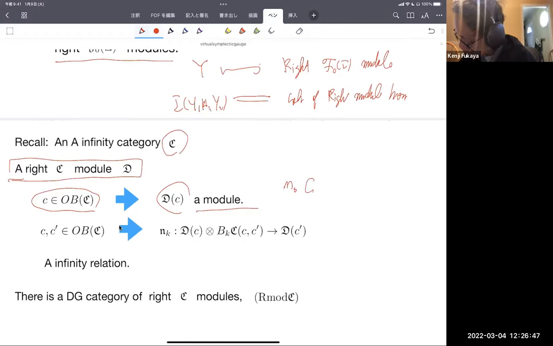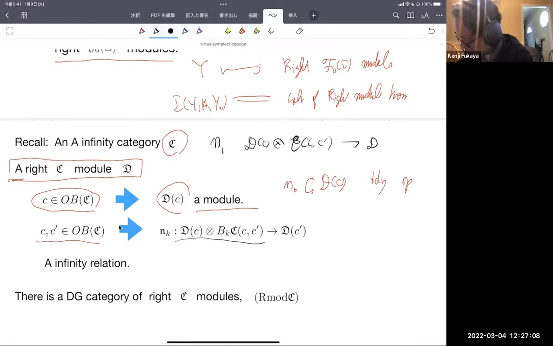It's a boundary operator, and you have two objects. Then we have a light action, so light actions on this bar complex. That's the simplest case. And one is D of C tensor C, C prime, which goes to D of C prime.